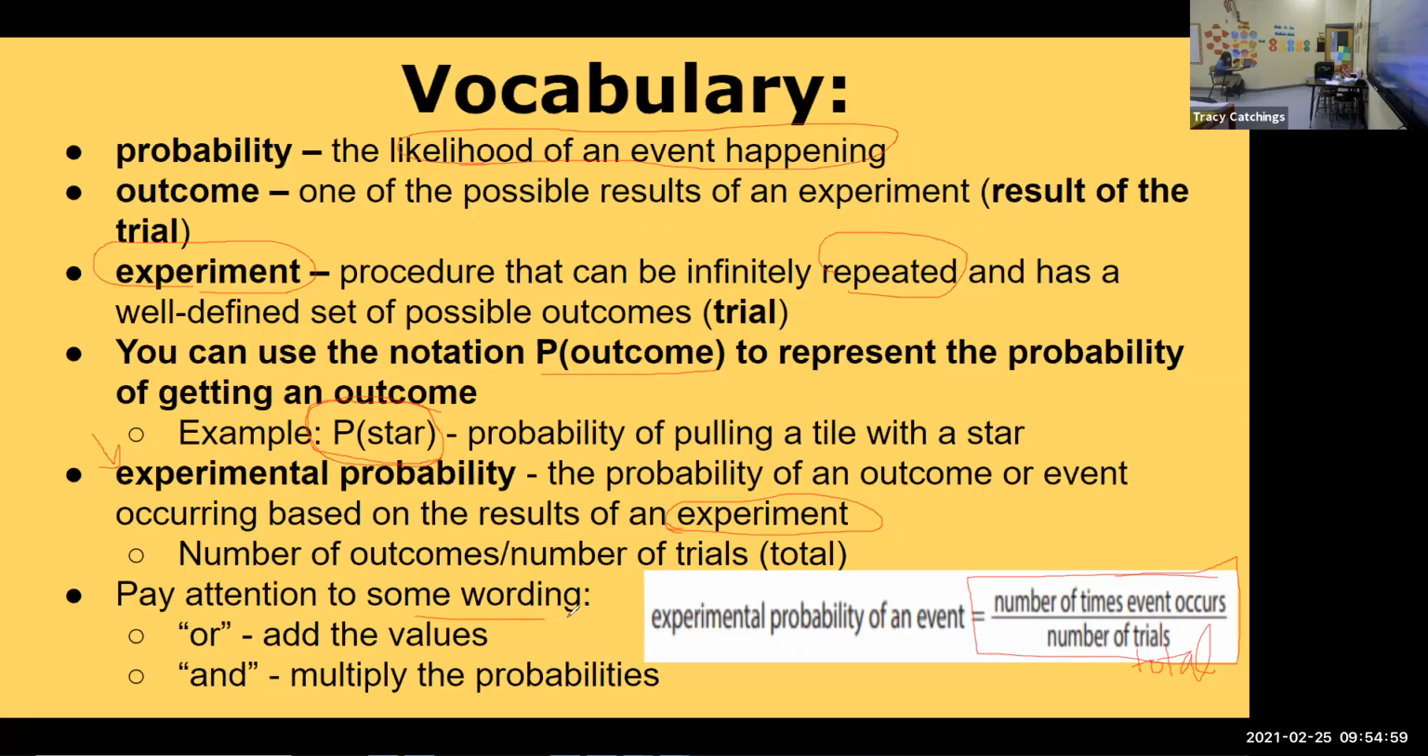I also told us a few words to pay attention to: or, and. If they say find the probability of a star or a diamond, that means I need to add those values together. I want both. If they tell me to find the probability of a star and a diamond, and would tell me to multiply. So just a few key words to pay attention to. Any questions about vocabulary? All right.